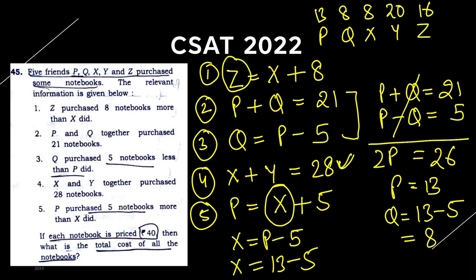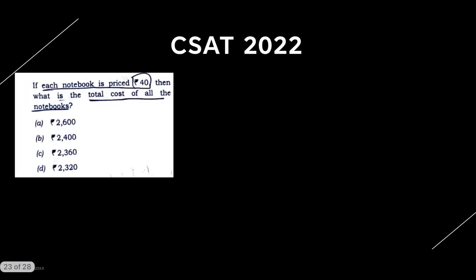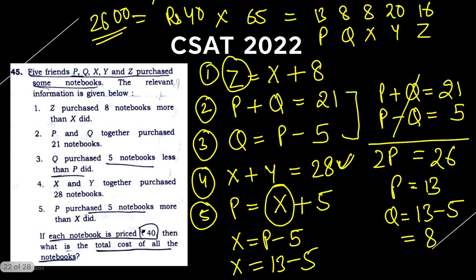These are the values we have got for the different variables. If you simply add 13 plus 8 plus 8 plus 20 plus 16, it comes out to be 65. If one notebook costs, I just put a dollar sign by mistake, rupees 40, then 65 times 40 is around 2600 rupees. This should be the answer. Yes, option A is the correct one. You just have to correctly form the right equations and then come to the answer.